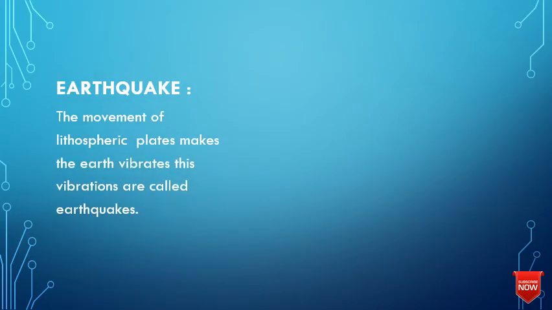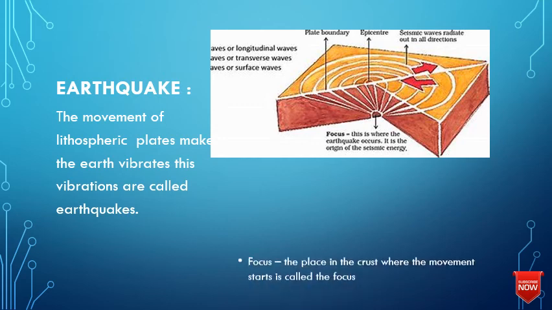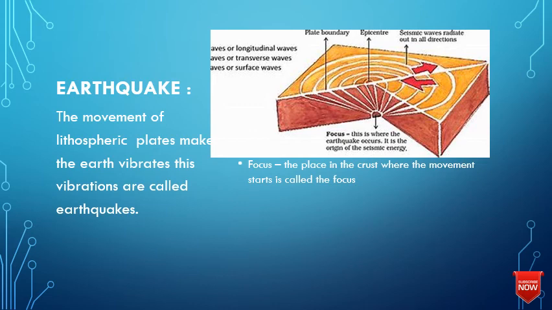Earthquake. The movement of lithospheric plates makes the earth vibrate. These vibrations are called earthquakes. This is the visual drawing of an earthquake. Let's see deeply. Focus. The place in the crust where the movement starts is called the focus. That is, this place is called the focus.